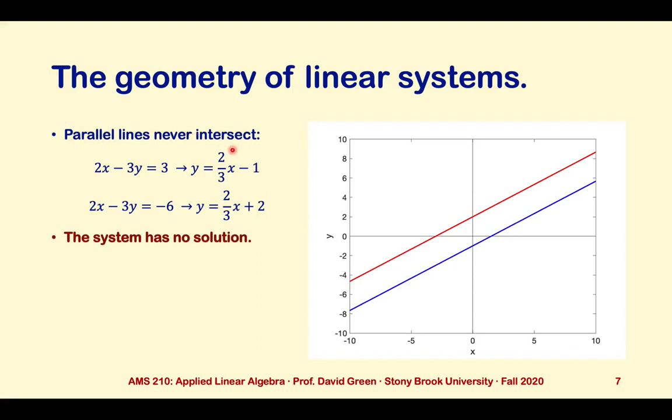Parallel lines, that is, lines that have the same slope but a different intercept. These two equations lead to a y equals mx plus b form with the same slope but different intercepts, both a slope of 2/3, but the blue with an intercept of -1 and the red an intercept of 2. These two lines will never meet. They're perfectly parallel. If they never meet, they never intersect. There can be no point that is on both of these lines at the same time. Since no point is on both of these lines, this system has no solution.